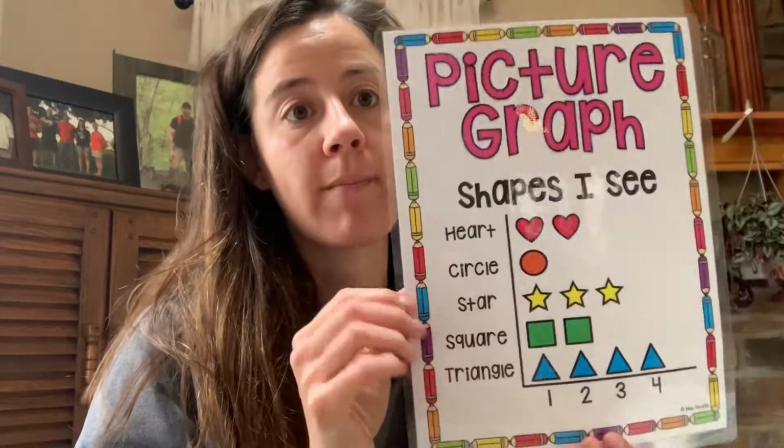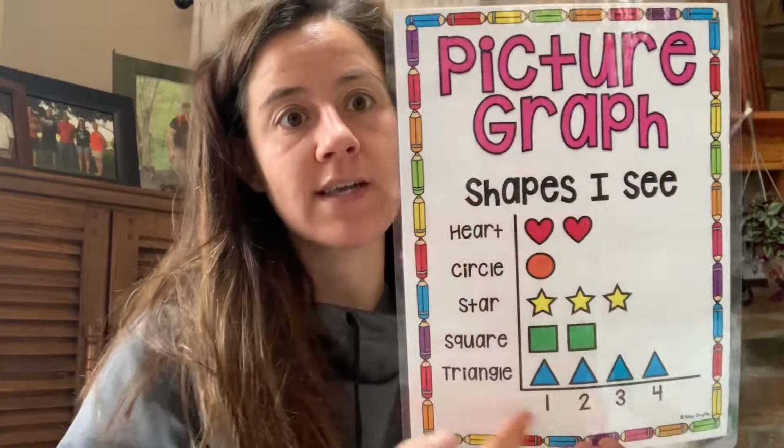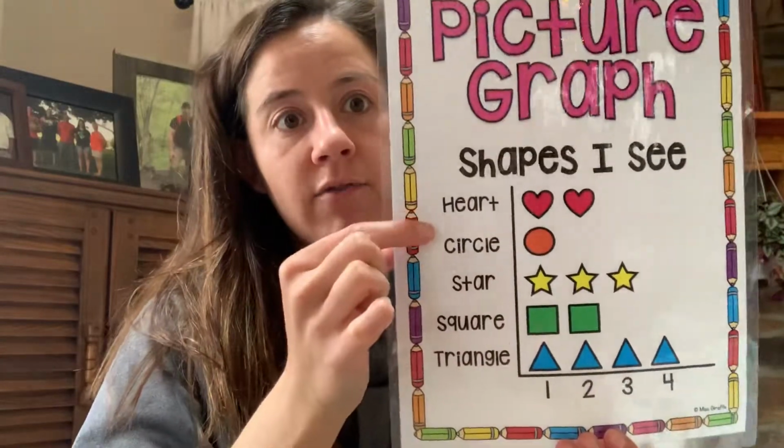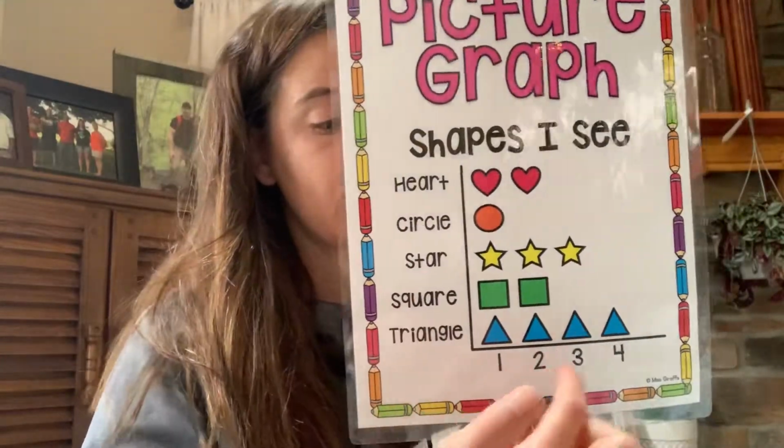Hello, first graders. Today we are going to be talking about graphing again, but instead of tally graphs, today we are going to be talking about picture graphs. So here's an example of a picture graph. We have our shapes along the side and the number that we see.